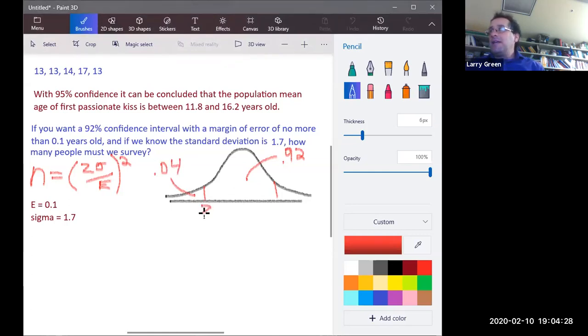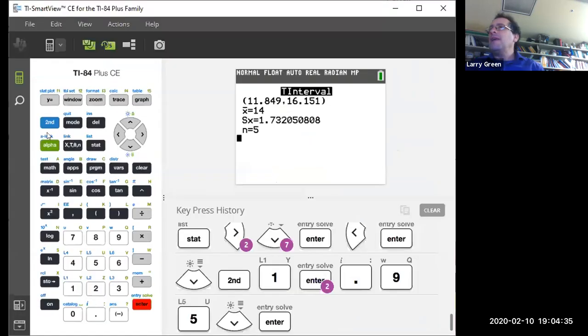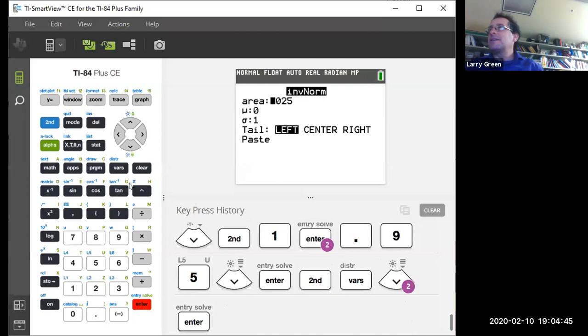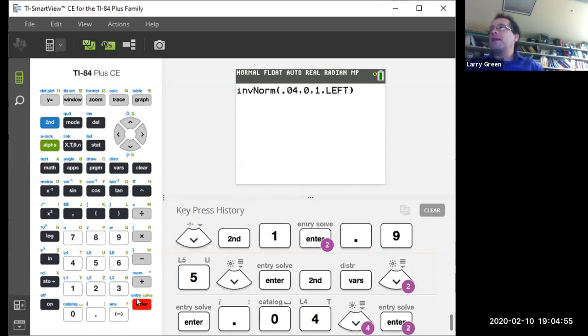We want Z. So I go to my calculator, and what I do is I say second distribution, inv norm. We've done this before today. And now we want 0.04. And we hit paste and enter, and you get about negative 1.75. And the negative doesn't matter, we're squaring it. So now let's go back.